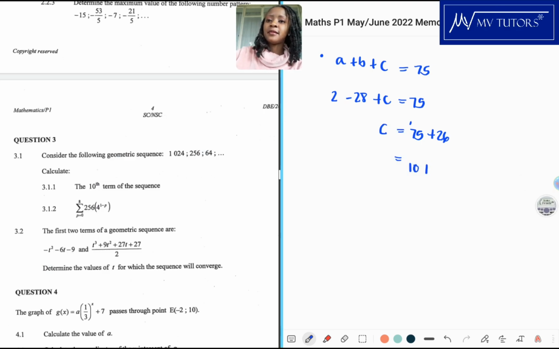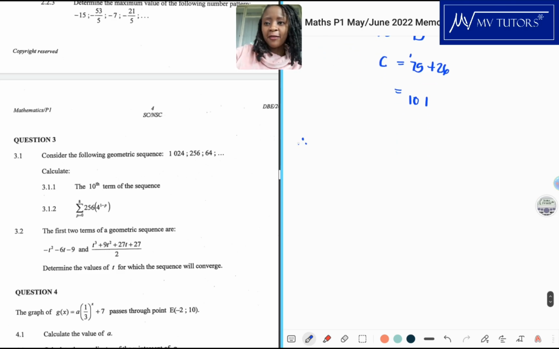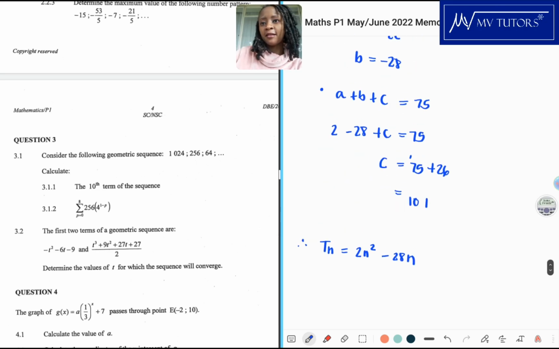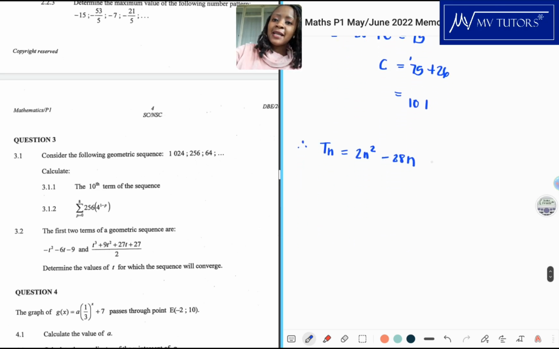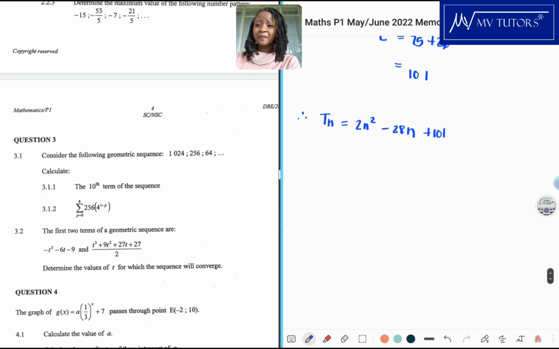So 101. Alright. So therefore, I can then write my term formula. So Tn is 2n squared minus 28n, right? Yes. Plus 101. Now when we get here, while I was developing the memo, we have a tenant here who's upgrading and writing in November. So I told her, let's do it together so that we compare answers. And the one thing I forgot to do, my one error, is not check.